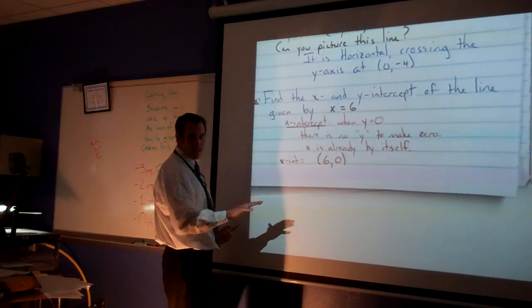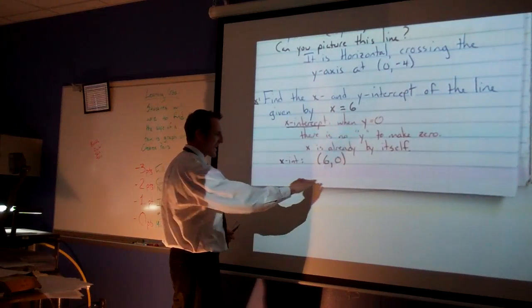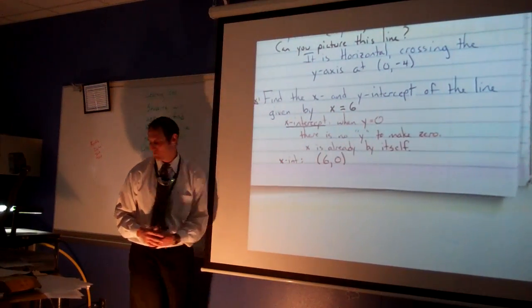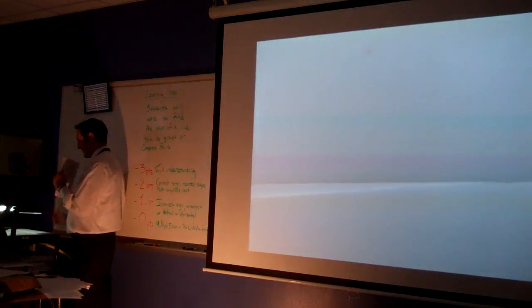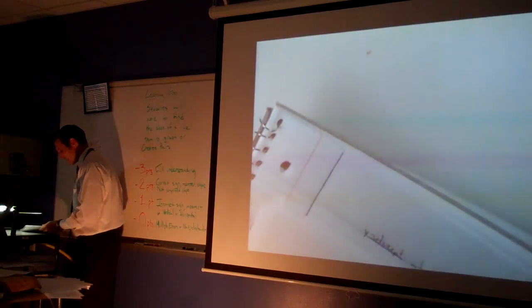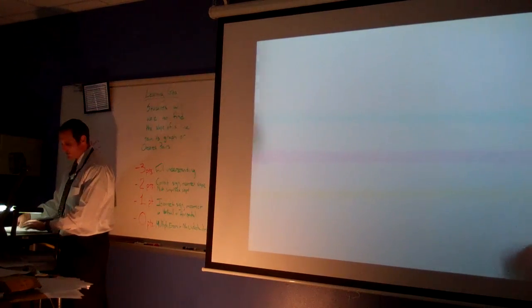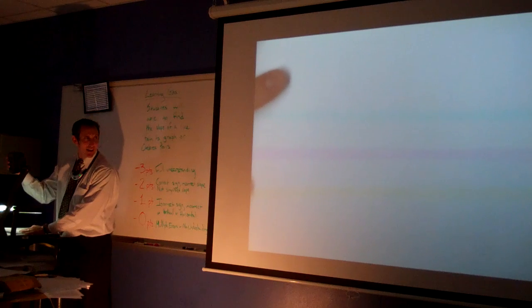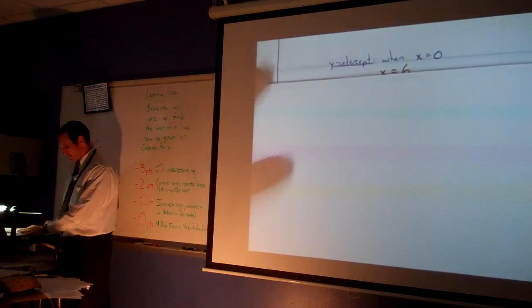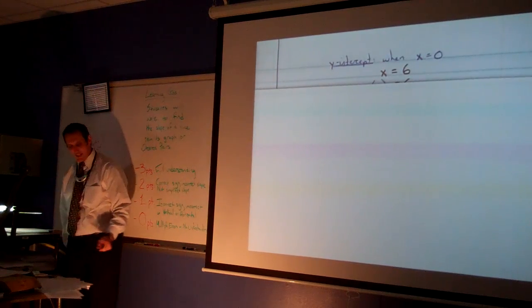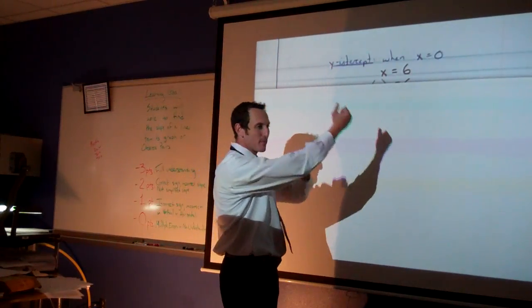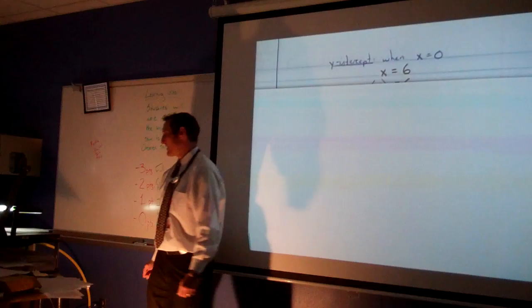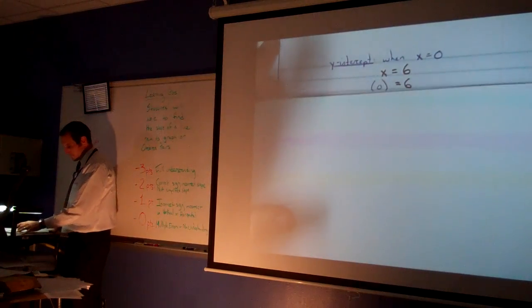So whatever this line is going to look like, it crosses the x-axis at (6, 0). Now let's find the y-intercept. The y-intercept is when x equals 0. And once again, our equation is x equals 6. How's this going to work? Remember, substitute 0 for x.